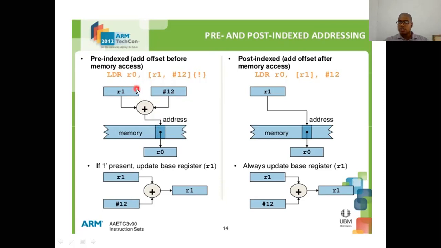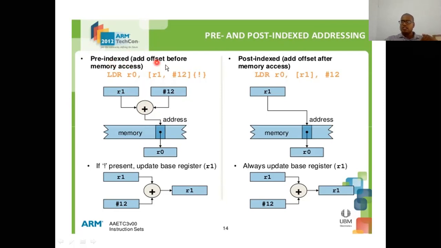Here R0 was mentioned, so the 200 was being moved to the R0 register. So this is pre-indexed. Now we are going to discuss what is meant by post-indexed. Here, pre-indexed. Pre means before.